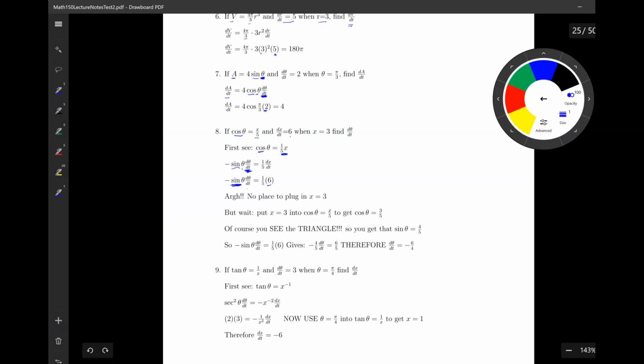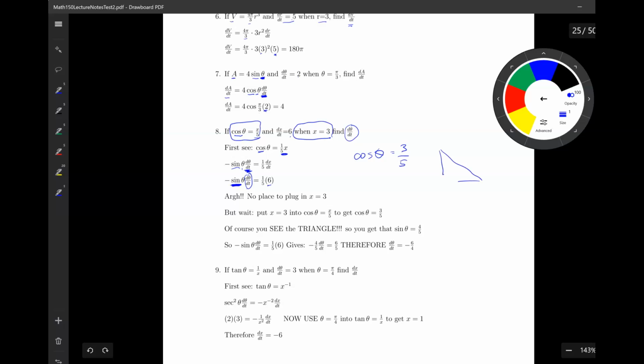There's no theta given, so how am I supposed to solve? So this is my unknown. That's okay to have, but I need to find out what theta is so I can find out what negative sine of theta is. So there's no place to plug it in. So let's look at the original equation. The original equation is cosine of theta is x over 5, so let's put the 3 in.